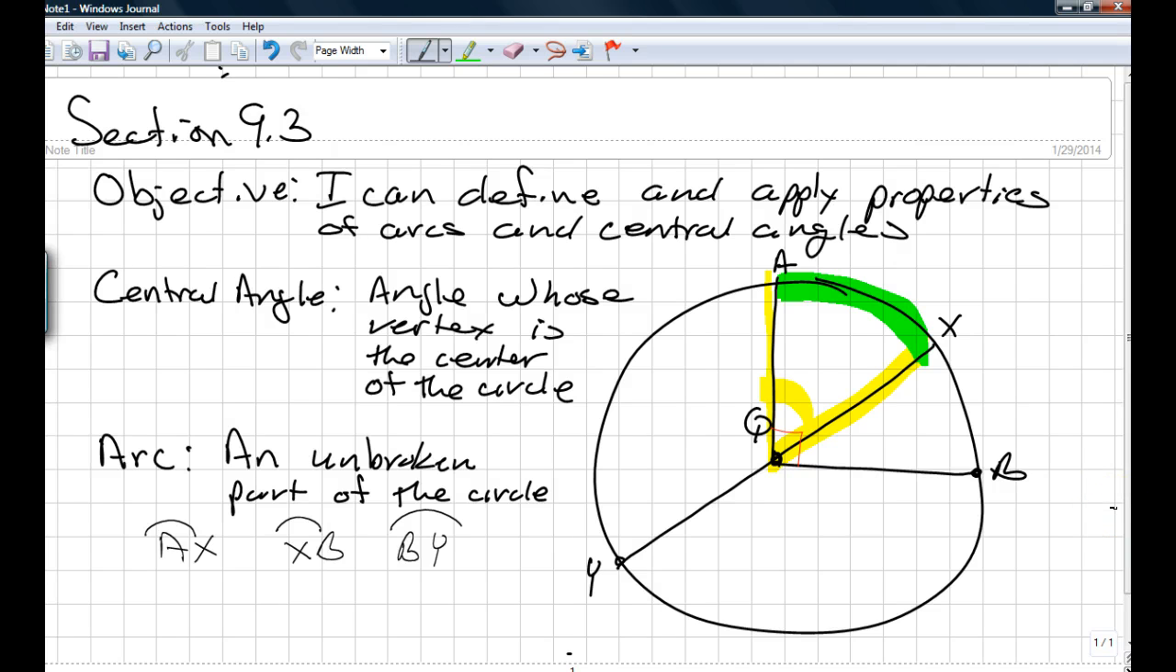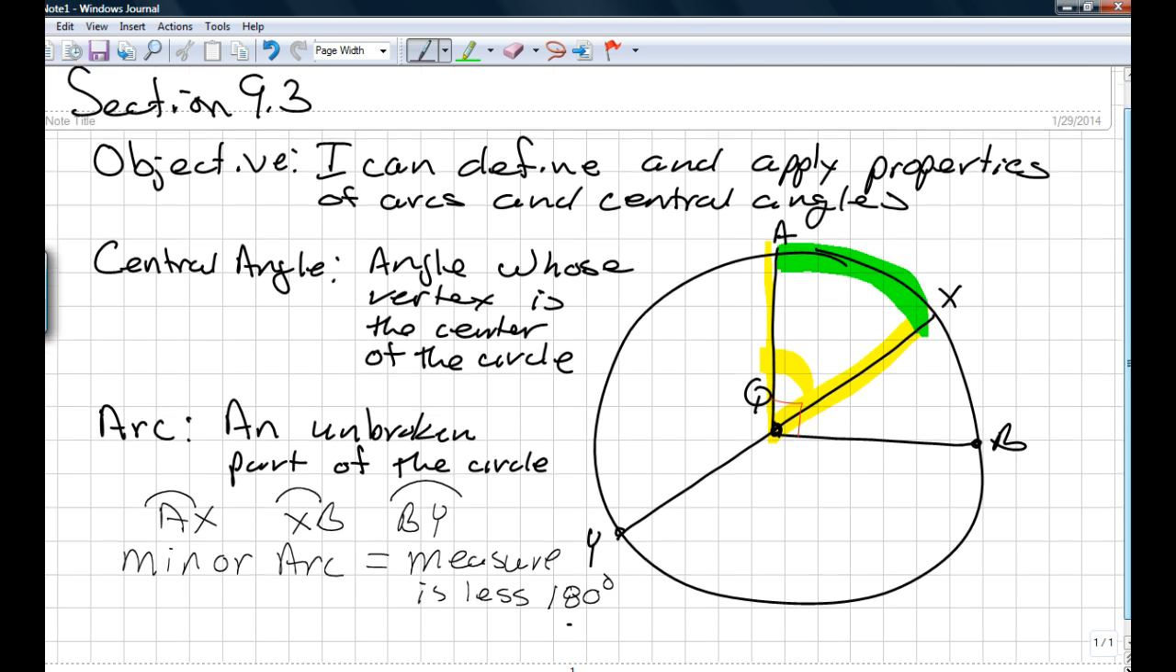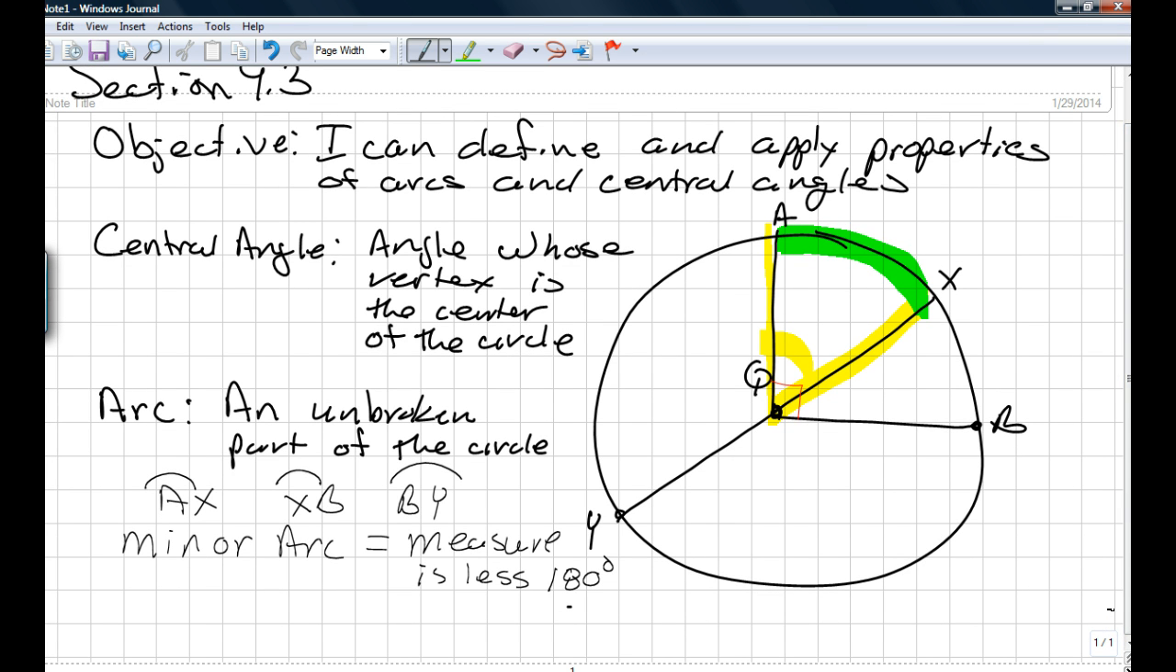Now we have different kinds of arcs. We have what are called a minor arc, and that's an arc whose measure is less than 180 degrees. Remember that a circle is 360 degrees, and so a minor arc is an arc that's less than 180 degrees. Minor arcs are always named by 2 points that are the endpoints of the radii that form them. So A and X are the endpoints of the radii that form arc AX. And so if it's a minor arc, we always name it with the 2 endpoints.